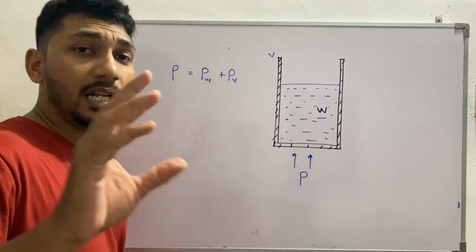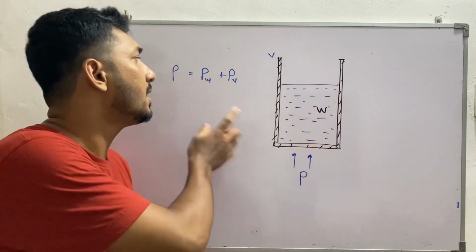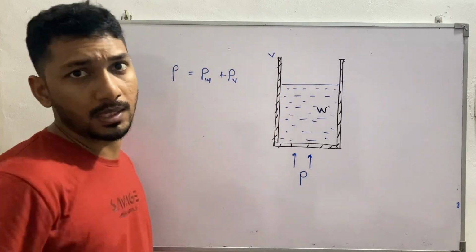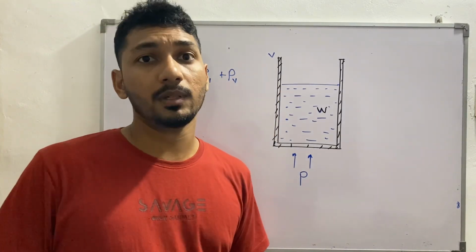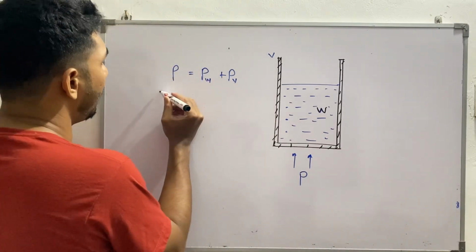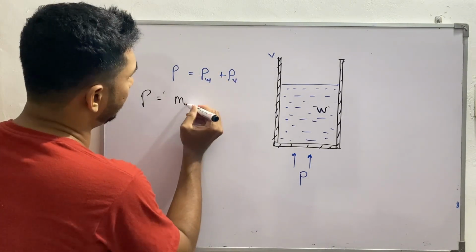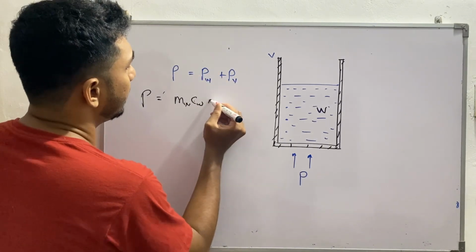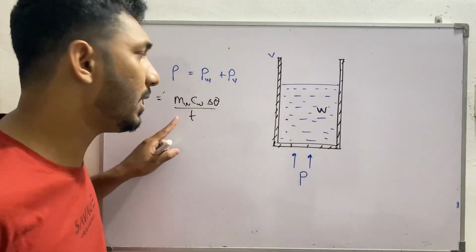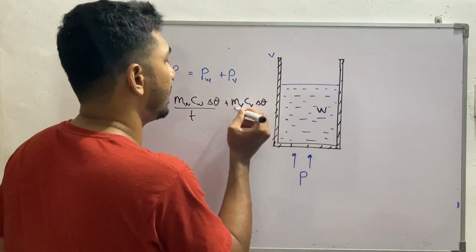Okay, now let's try to write an equation. So now this is the power supply to the whole system. This is the power gained by water. This is the power gained by the vessel. So instead of power, I'm going to substitute it with mcΔθ divided by time. So look at this. Total power is equal to m_w c_w Δθ, where Δθ is the temperature difference, divided by time to convert this energy to power, plus m_vessel c_vessel Δθ divided by time.